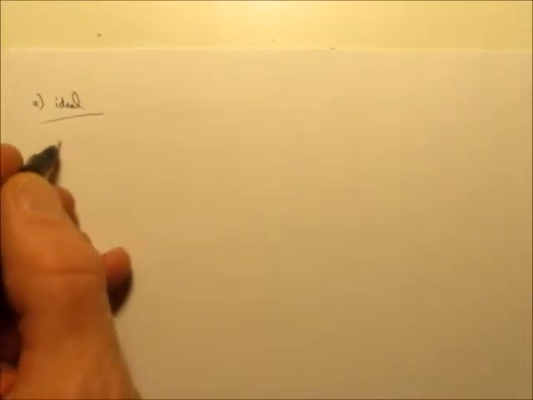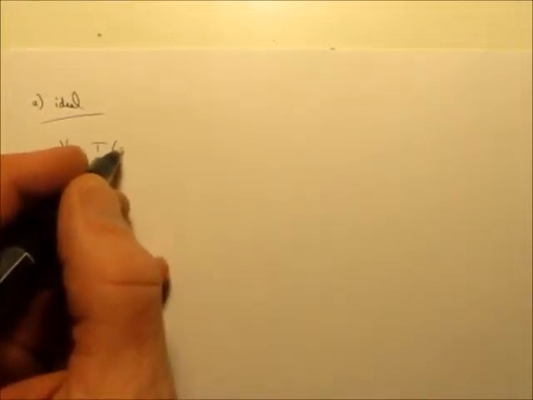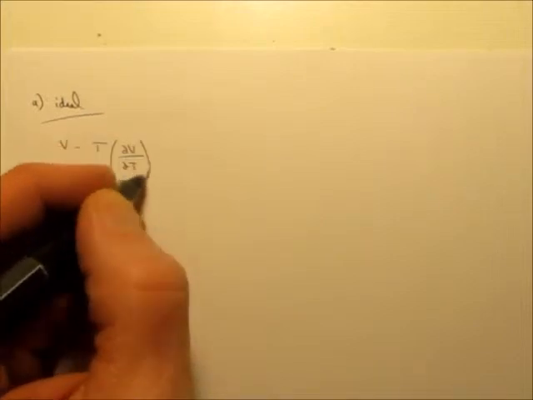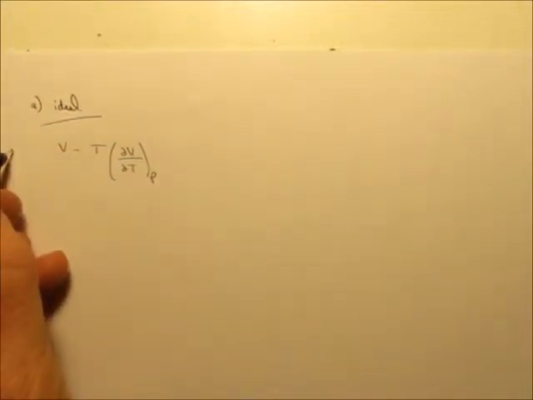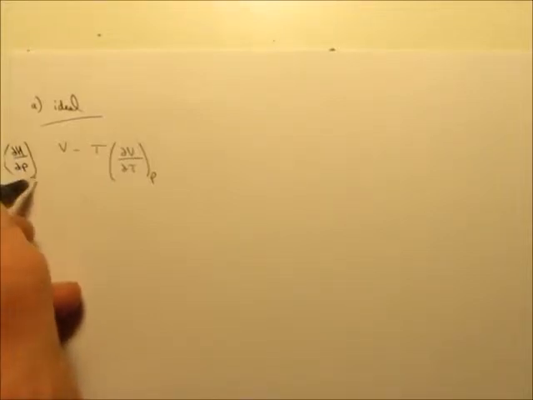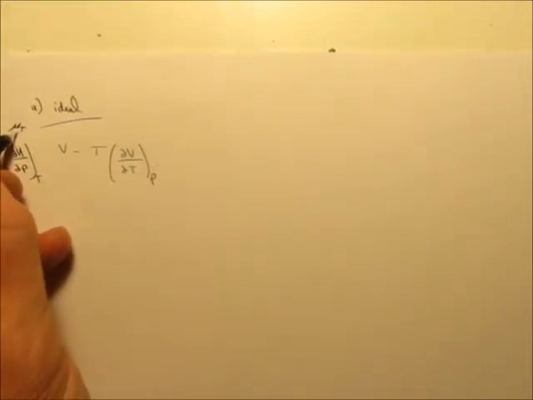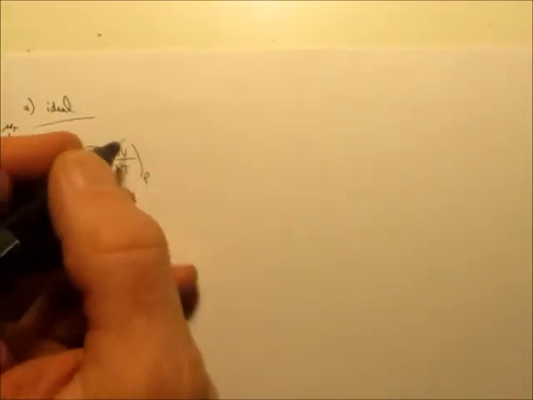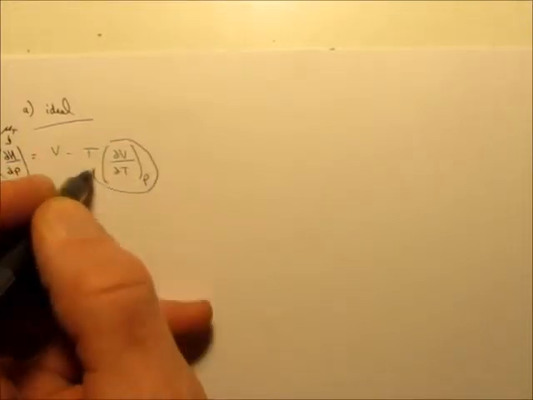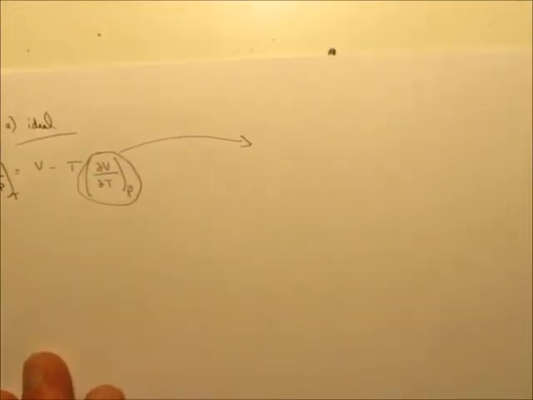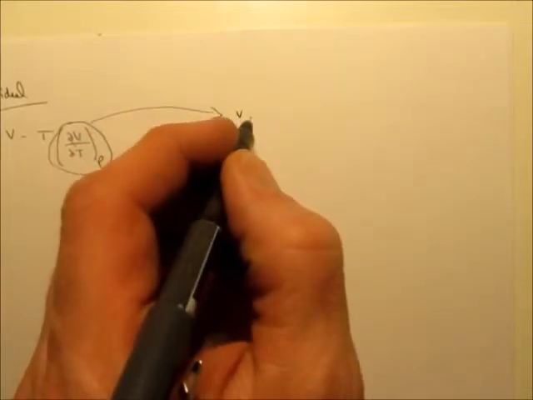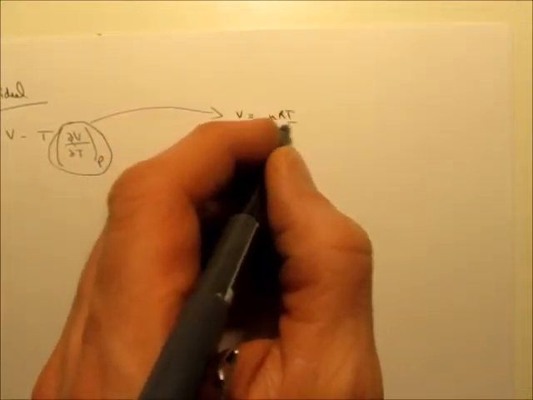If you were doing part A, which is an ideal, and you have this expression, V minus T del V del T at constant P. So you want the quantity, which is also known as pi T, I believe. So I want this for an ideal. So for an ideal, I know that V equals nRT over P.